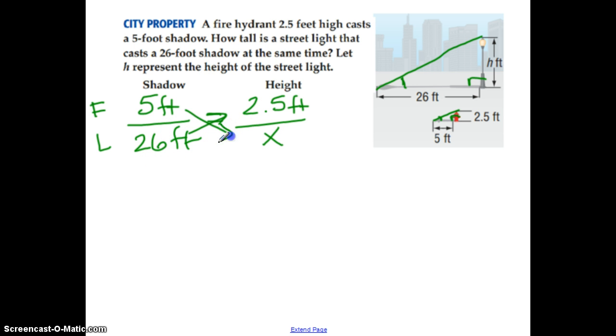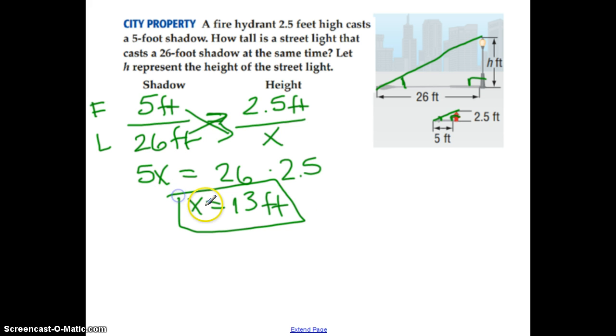We're going to cross multiply, and you're going to get 5x equals 26 times 2.5, and the height of your street lamp is going to be 13 feet. Make sure you don't forget your units. You will get a half a point off if you forget your units. Another way you could have looked at this, if this is going to confuse you, just pause the video and keep going. We compared the proportions of our shadows to our heights.